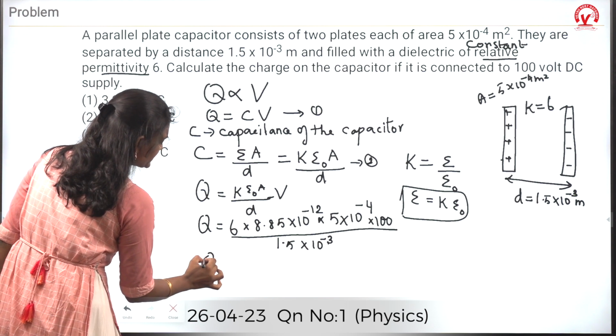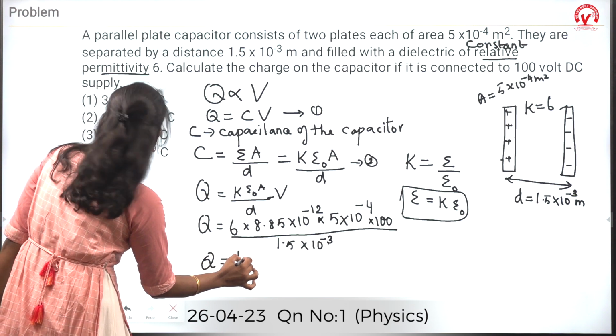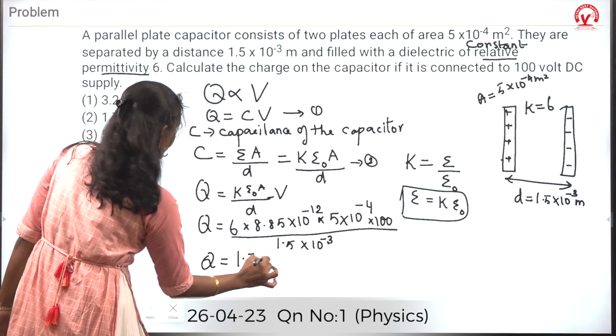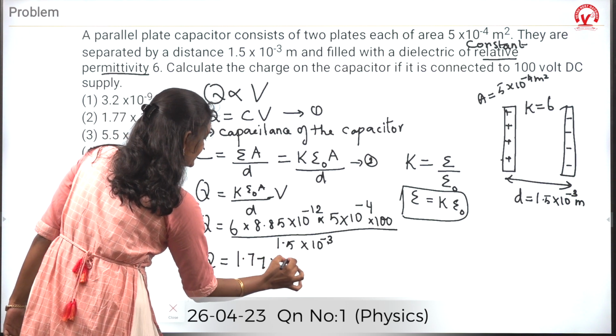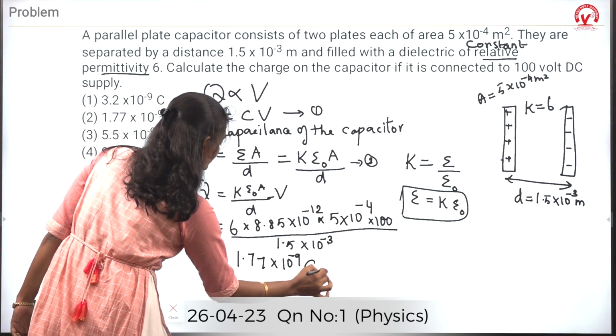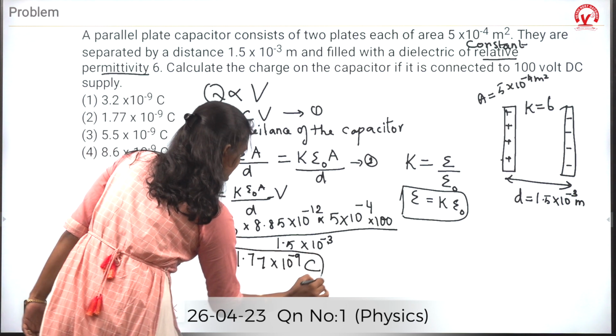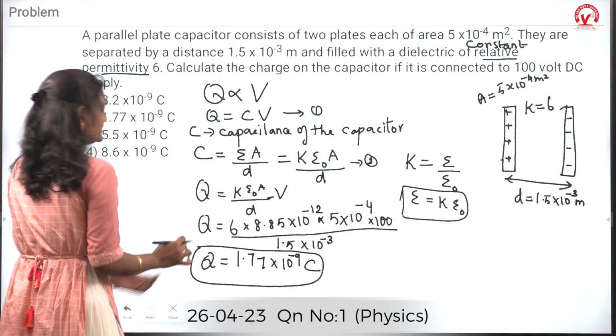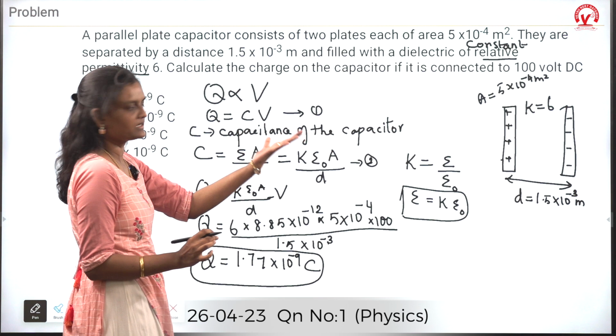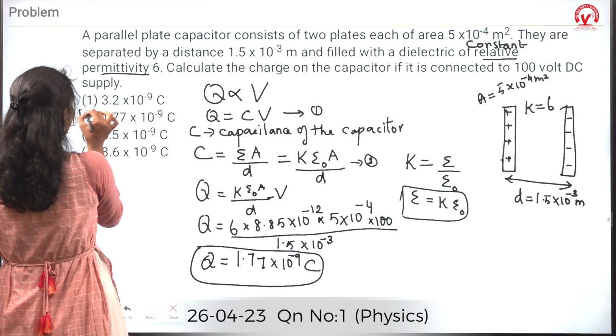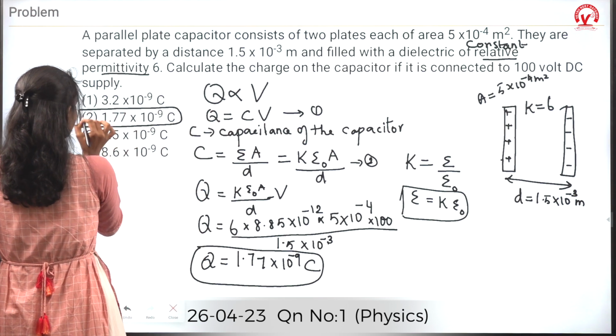So on substituting these values, we will get the answer 1.77 × 10^-9 coulomb. So this is the charge stored in the capacitor. So option number 2 is the correct one.